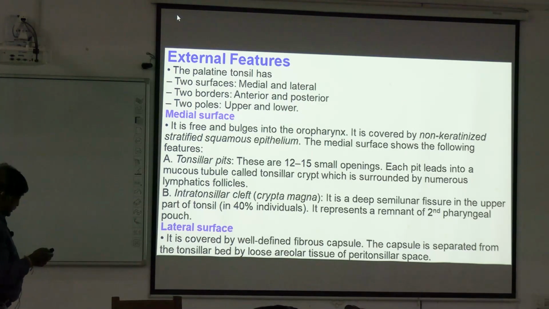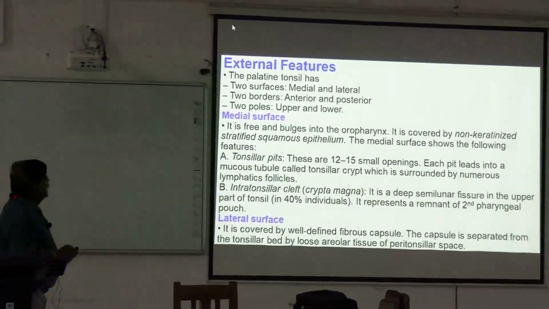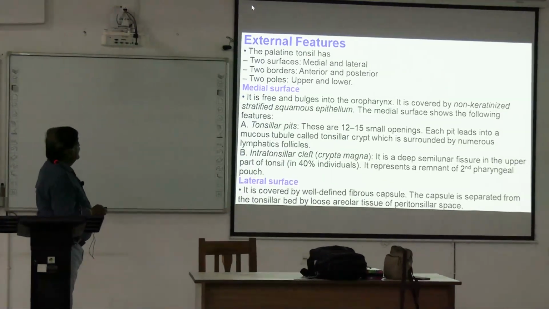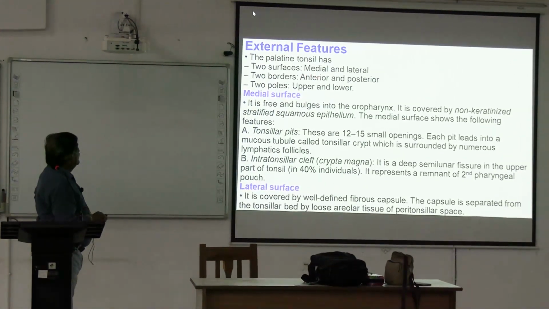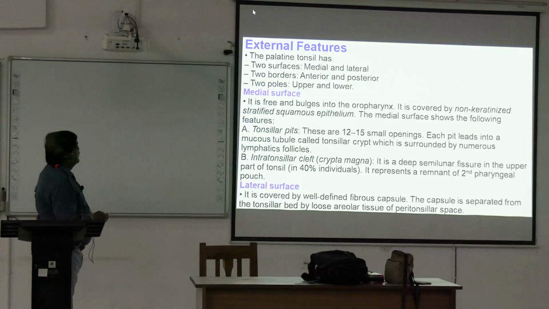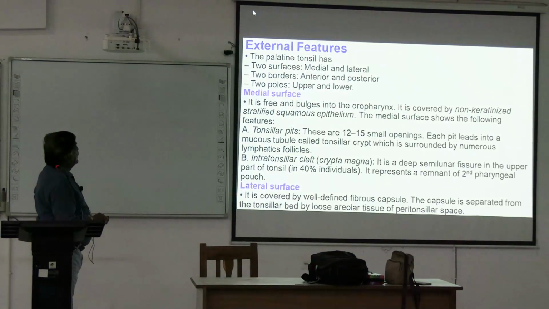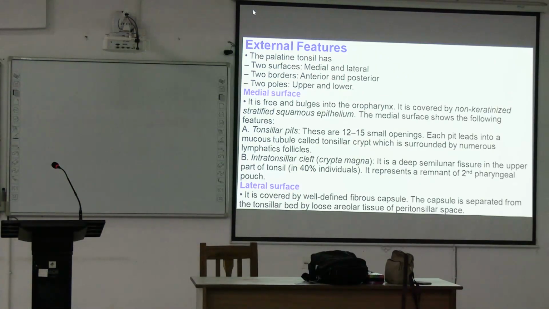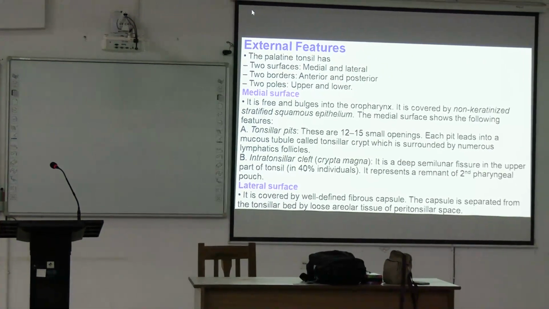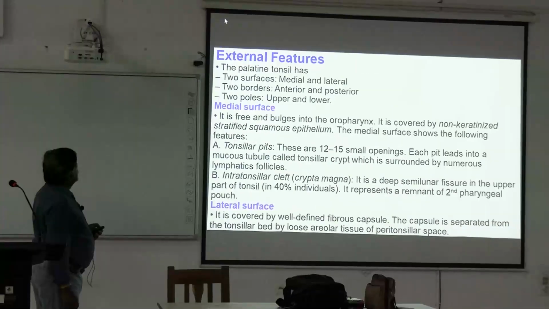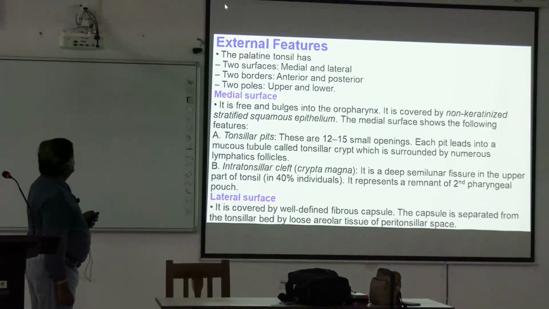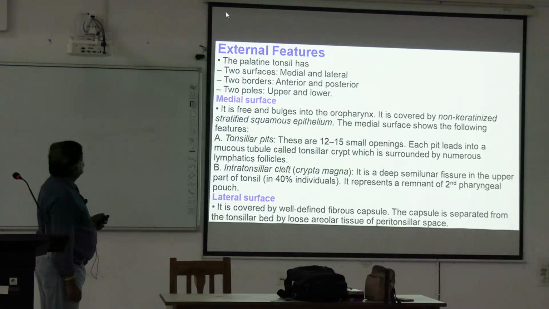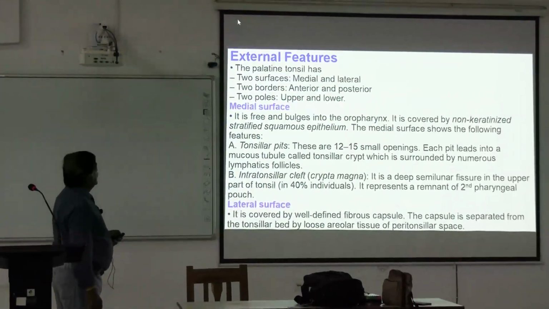Now external features. The palatine tonsil has two surfaces, medial and lateral, two borders, anterior and posterior, two poles, upper and lower. The descriptive part is this. Now external features: two surfaces, medial and lateral, two borders, anterior and posterior, two poles, upper and lower.